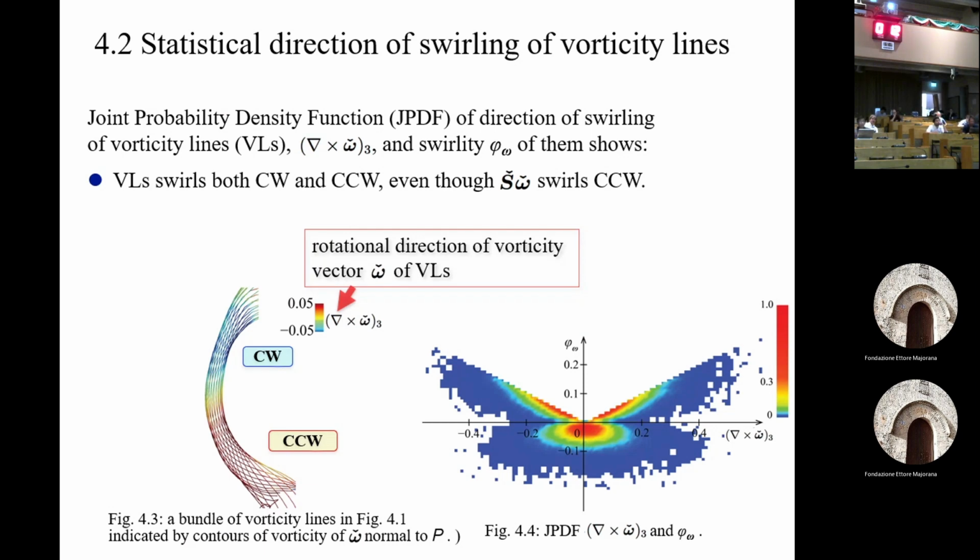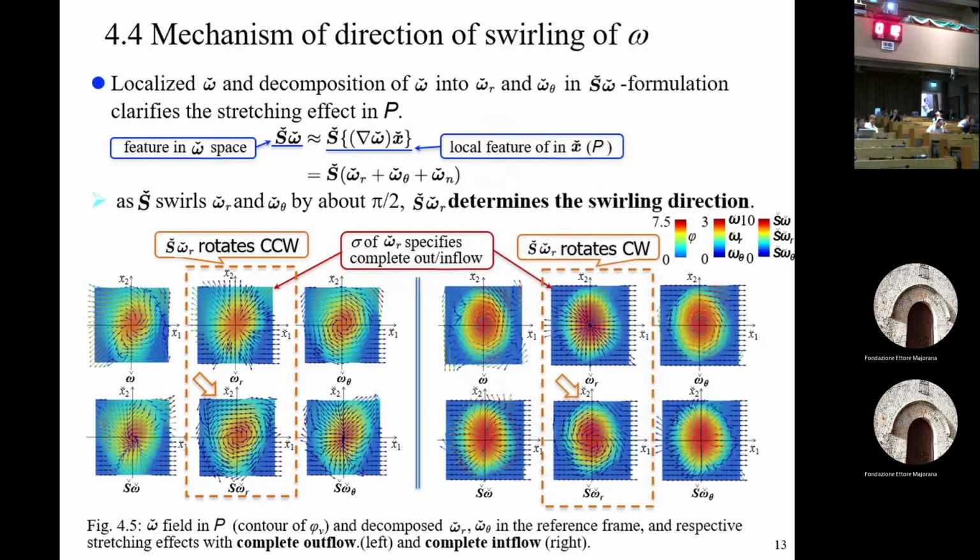So this figure shows that the vorticity line can swirl both clockwise and counterclockwise, even though the vortex stretching effect swirls counterclockwise only. It's very strange. So we clarify this mechanism. First, we localize the vorticity vector in the vortex space, and then also decompose the vorticity vector into radial and azimuthal components and a normal component to the swirl plane.